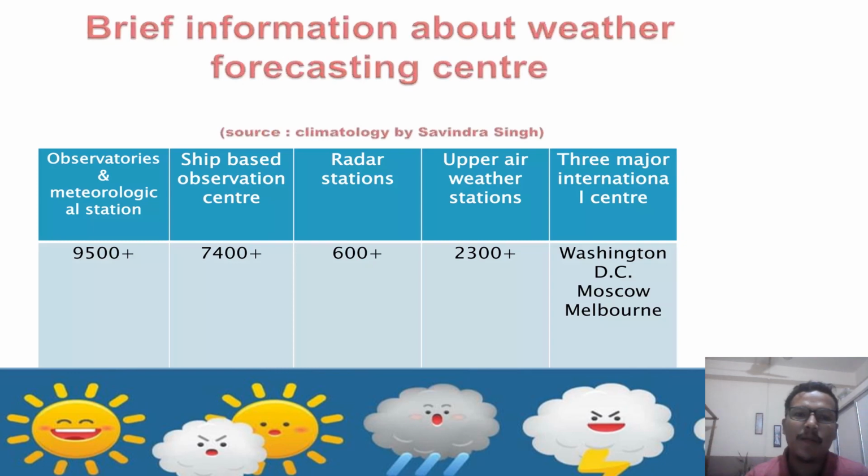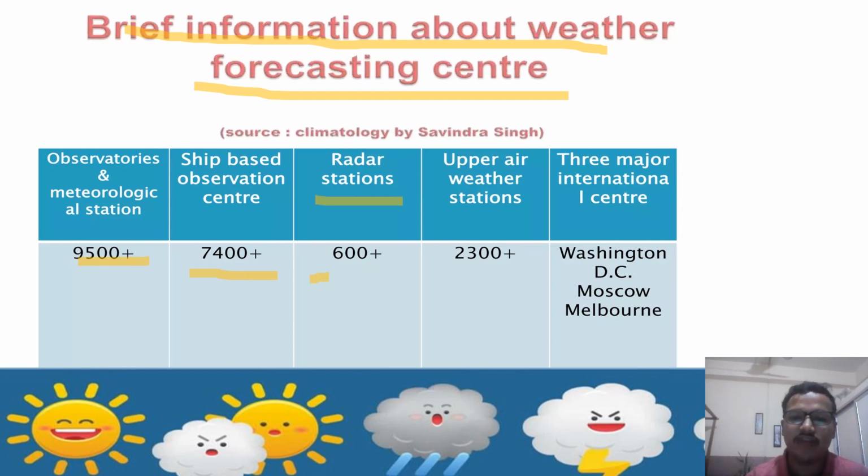A brief piece of information about weather forecasting centers around the world. We have seen here observatories and meteorological stations: we have 9,500, ship-based observation centers we have 7,400 plus, and radar stations we have 600 plus. Upper air weather stations, that is in the air, we have 2,300 plus. And there are three major international centers: Washington DC, Moscow, and Melbourne.